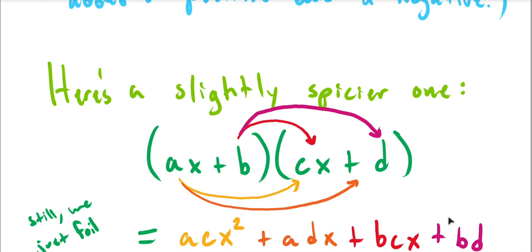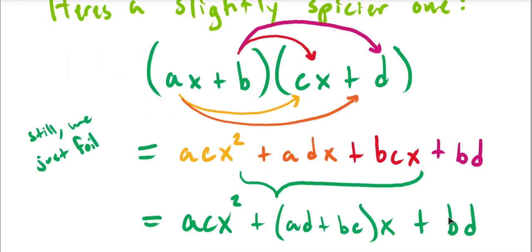Our first term is ax times cx, that's acx squared, because there's two x's. And then I have the outer term, ax times d. So that's just a times d times x. Then I have the inner term, b times cx. That's bcx. And then I have the last terms, b times d. We're still just FOILing here.